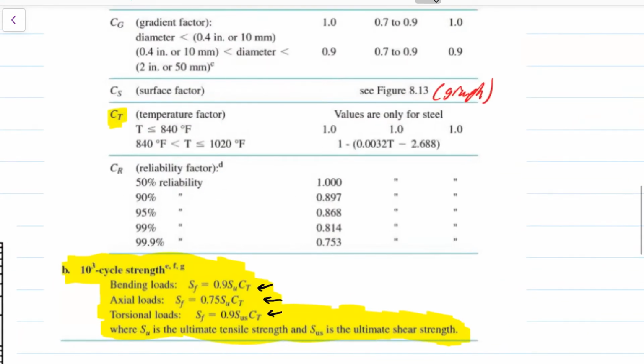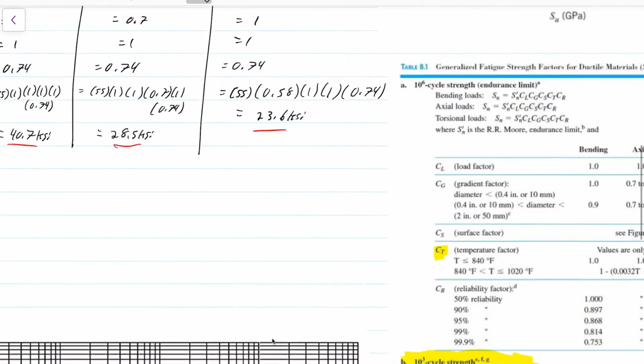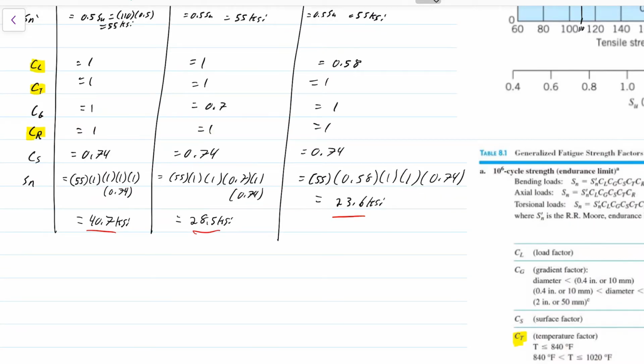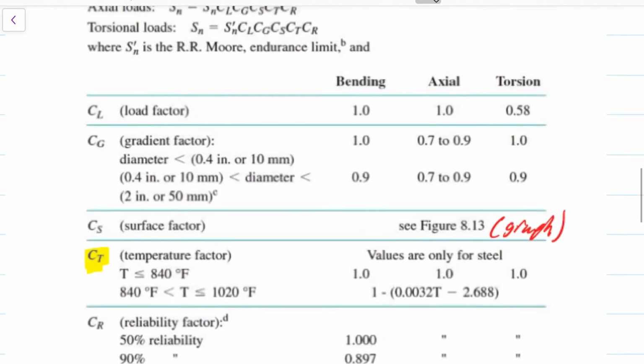Now for CR, which I explained above, we can look here. For the reliability factor, we're going to go with 50% reliability, which is 1.0. The reason I went with 50% reliability is that it depends how reliable you want it to be, and I thought that was a good number to go with. So we write down that it's 1 for all of them right here: 1, 1, 1.